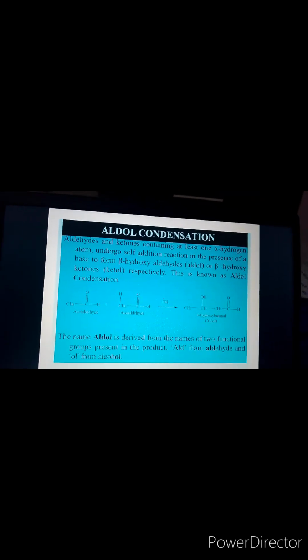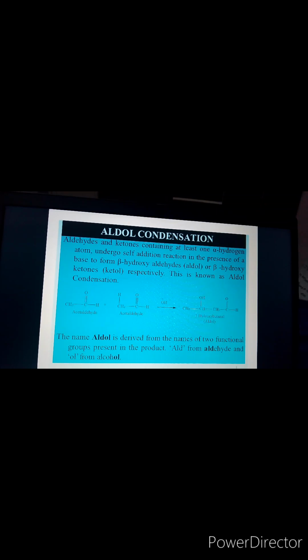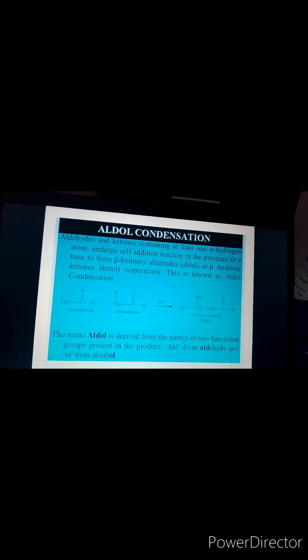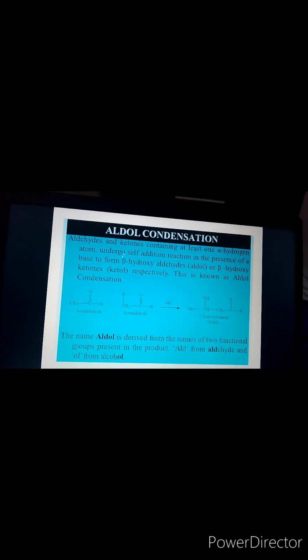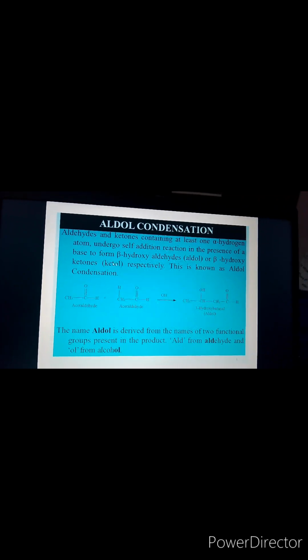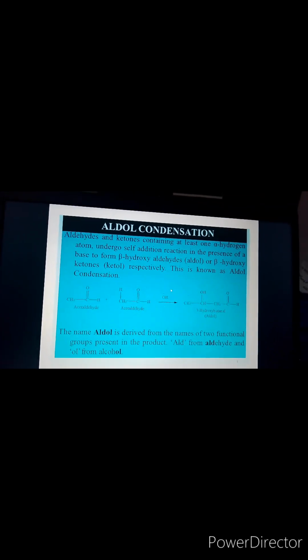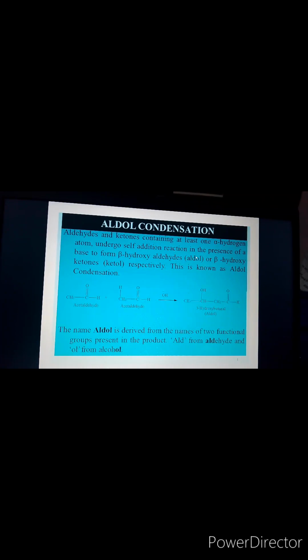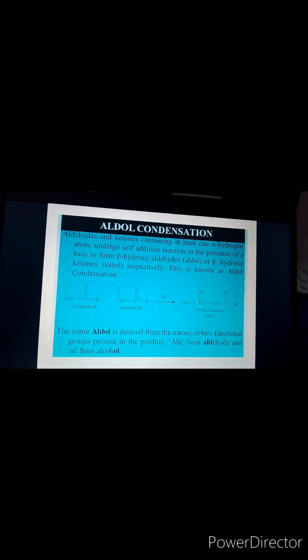Aldol condensation, remember one thing, that aldol condensation must require the presence of alpha hydrogen. Without alpha hydrogen, this reaction does not carry out. The starting material taken for aldol condensation is 2 molecules of acetaldehyde. See here, when we take 2 molecules of this acetaldehyde, in presence of base, that is OH, they form beta hydroxyaldehyde. It is also called an aldol.